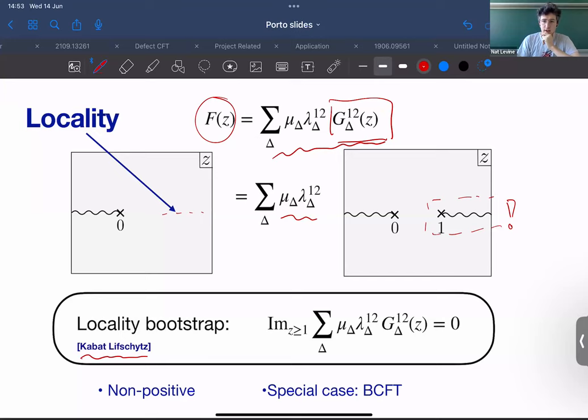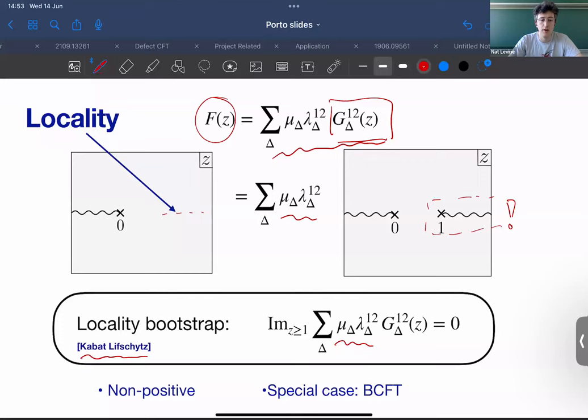And so just to highlight a few features of this problem, if you compare it to crossing, you see that it's non-positive. So these coefficients here, mu lambda, are not positive. They're not something squared. And in fact, they're typically alternating. So you might think it's a bit like, in spirit, crossing for non-unitary theories or something like that. But despite this non-positivity, we find that we still can get quite a lot of mileage.